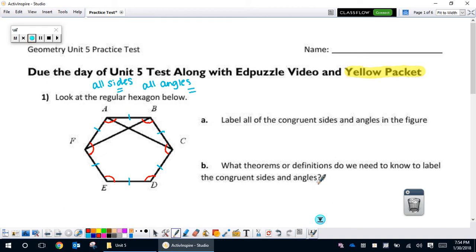So what theorems or definitions do we need to know to label the congruent sides and angles? Well, that would be the definition of a regular polygon, because that definition tells us all your sides and all your angles are equal. Definition of a regular polygon.